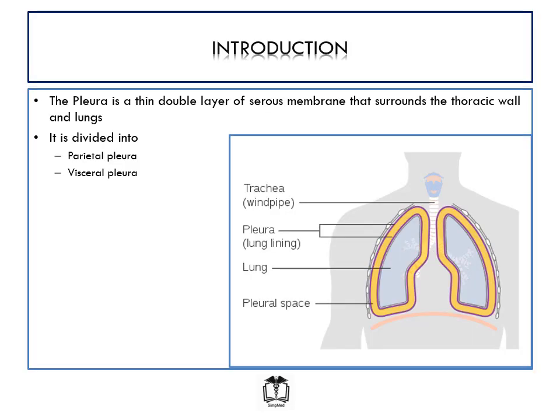Second aspect of this particular model focuses on the pleura. The pleura is a thin double layer of serous membrane that surrounds the entire thoracic wall and lungs. We have two major forms of pleura, depending on where they are covering. This includes the parietal pleura and the visceral pleura. Parietal pleura tends to cover the thoracic wall. That's the area that is shown here. The visceral pleura tends to cover the lungs. That's the aspect shown here. Between the two pleura, we have a space there, and that space is known as the pleural space or pleural cavity.